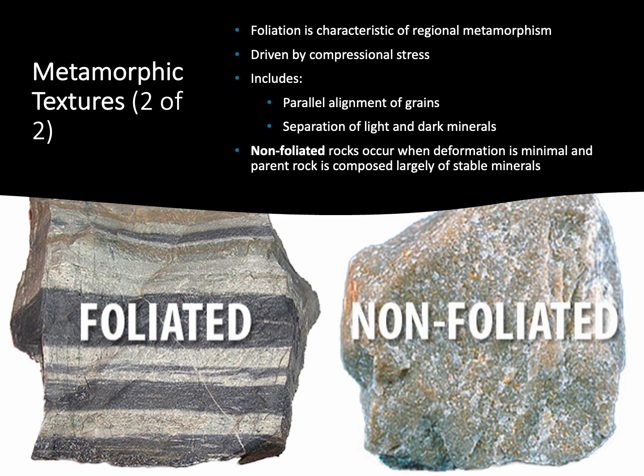And if we get to a high enough grade of metamorphism, we're actually going to see that the minerals are going to separate out into light and dark colored bands. So the rock we see on the left is clearly foliated. It has alternating bands of light and dark minerals. But the rock on the right is non-foliated. It hasn't been exposed to regional metamorphism, so it hasn't been exposed to enough stress or pressure to force those minerals to align.